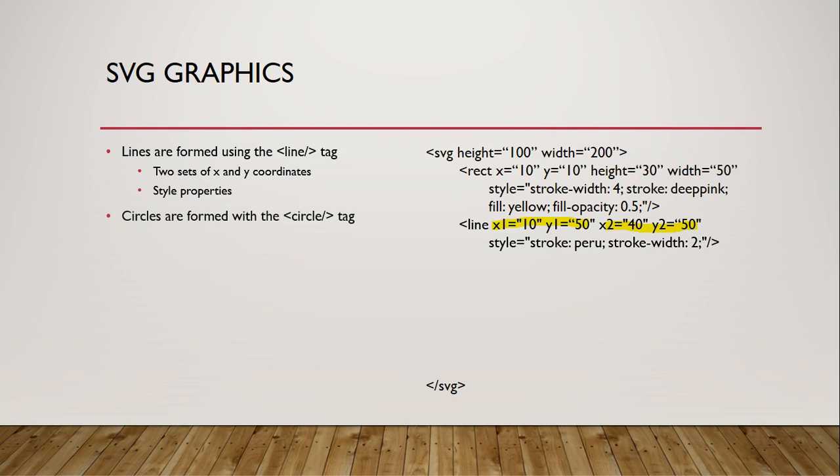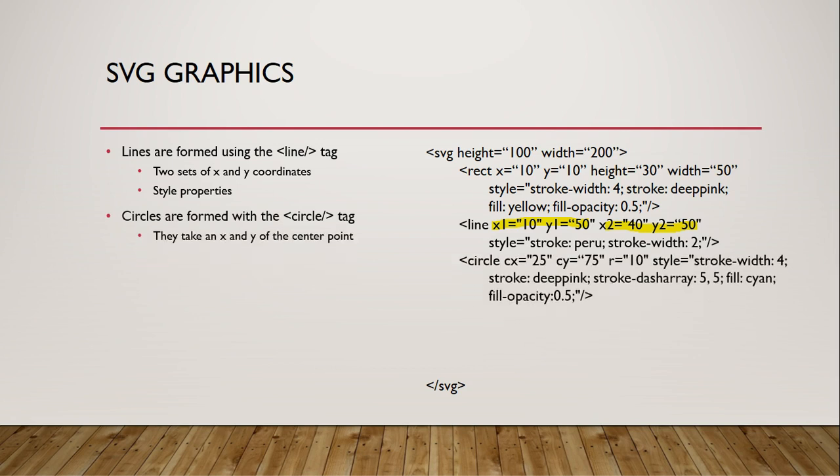Now circles are formed with the circle tag, and they take the X and the Y coordinates of the center of the circle. That's the CX and CY. Plus they also take a radius attribute. That's this R attribute. And of course a style attribute filled with styling properties. And because a circle is an area type of element like a rectangle, it has the exact same styling properties that we use for the rectangle.